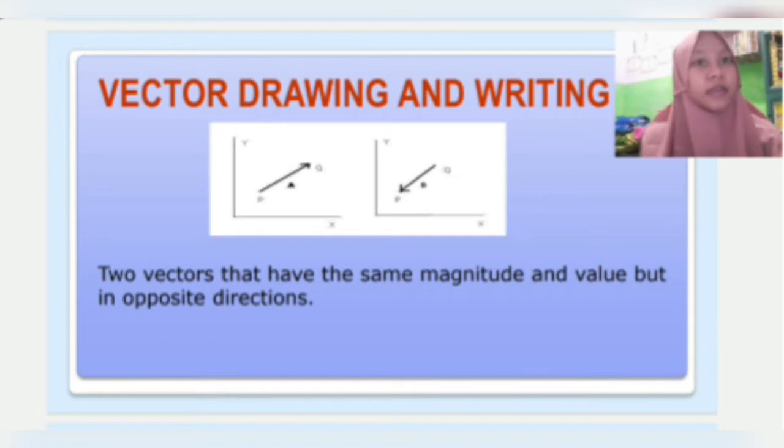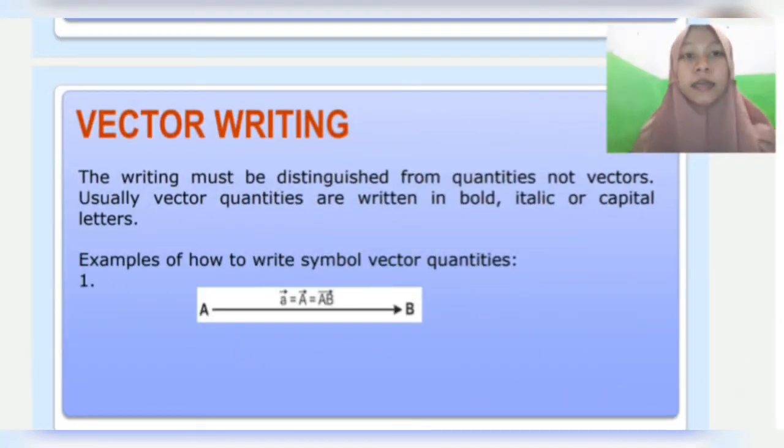Next, this is a picture of vector drawing and writing. As in the picture on the screen, these are two vectors that have the same magnitude but opposite direction. Next, vector writing. The writing must be distinguished from quantities that are not vectors. Usually, vector quantities are written in bold, italic, or capital letters. Here are examples of how to write vector symbols.